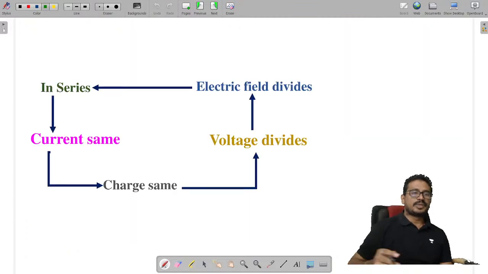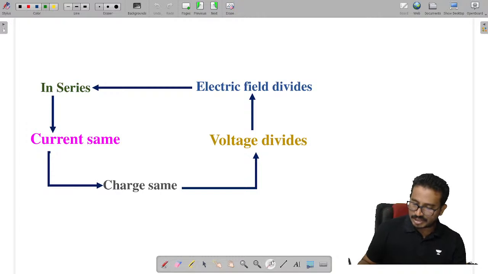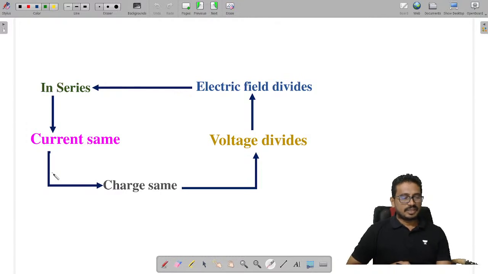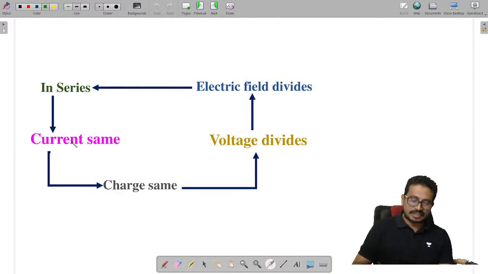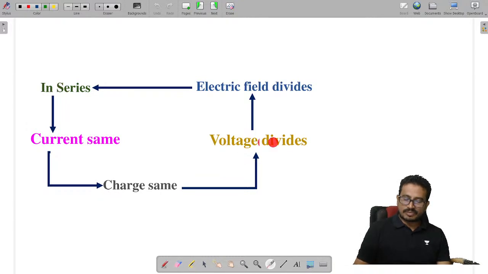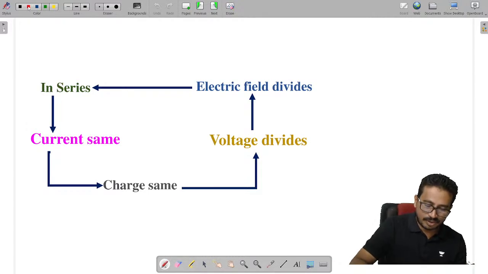Now you can see in series connection, what can I say here? Series connection, current same. Current same, and charge also same. Have you seen? Series connection, current same, charge same. But what about the voltage? Potential will divide. Potential divide means the electric field will be divided. Isn't it? This is also one important observation.